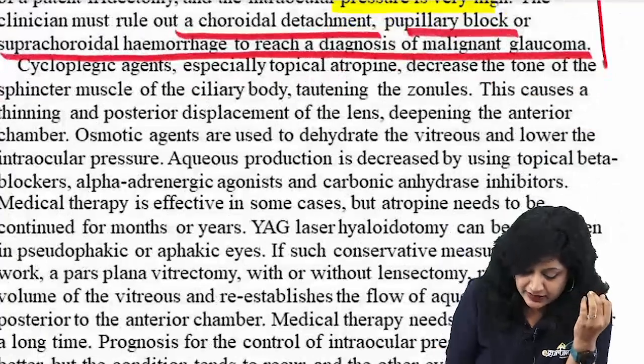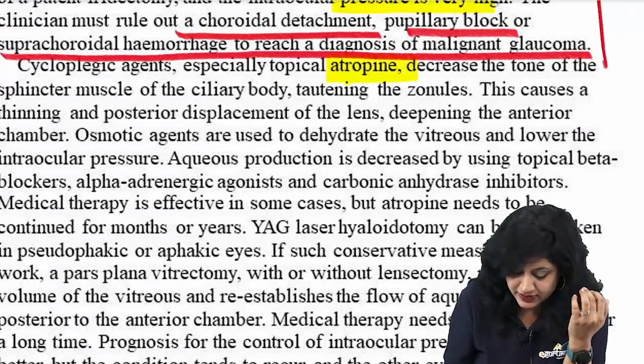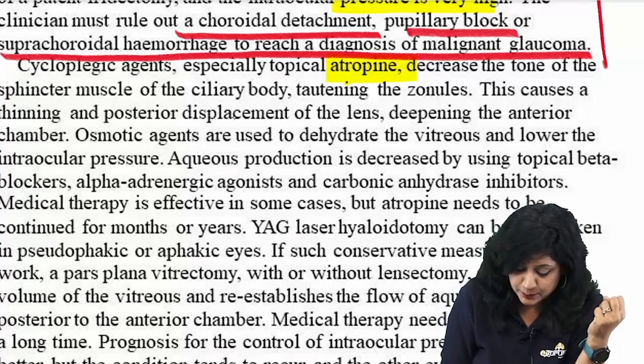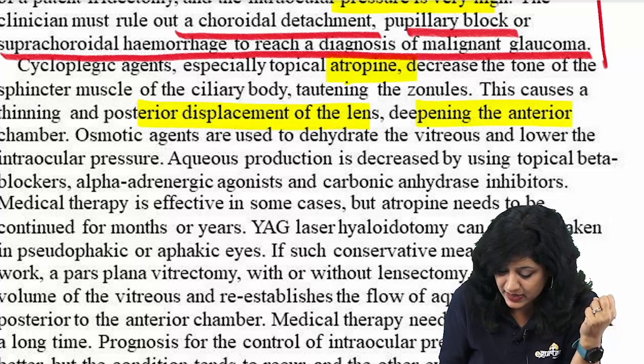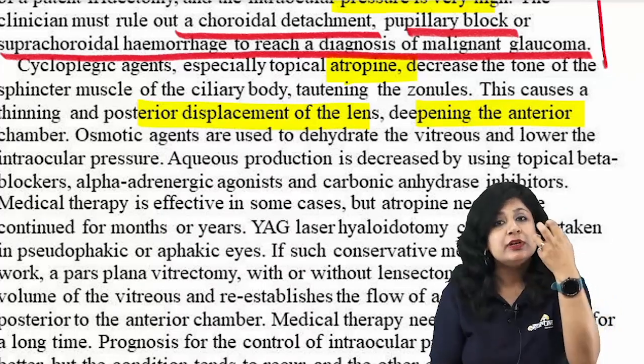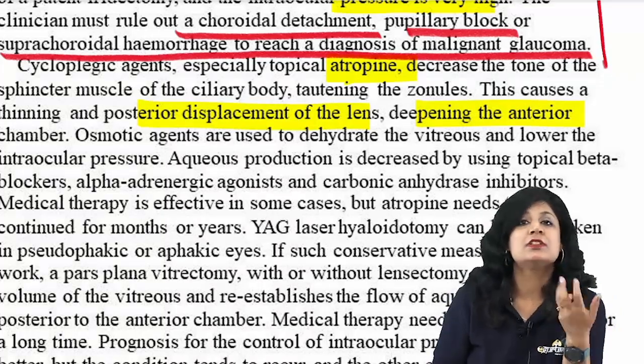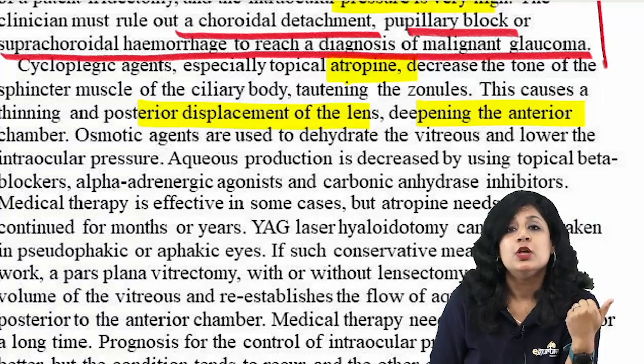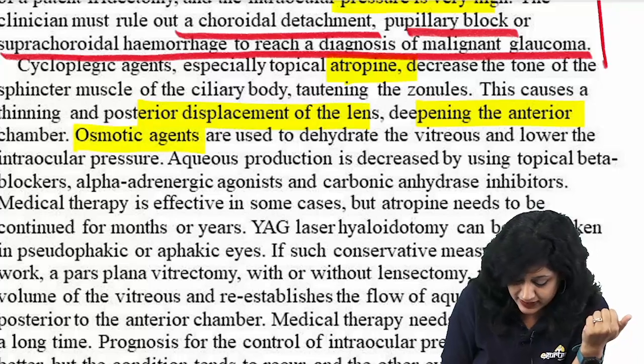Treatment, as I told you, we can give atropine that will decrease the tone of the muscle, tautening the zonules, pulling it up, causing the posterior displacement of the lens and deepening of the anterior chamber. You can also decrease the volume of the vitreous because aqueous is going into the vitreous, increasing its volume. So for that we can give hyperosmotic agents.